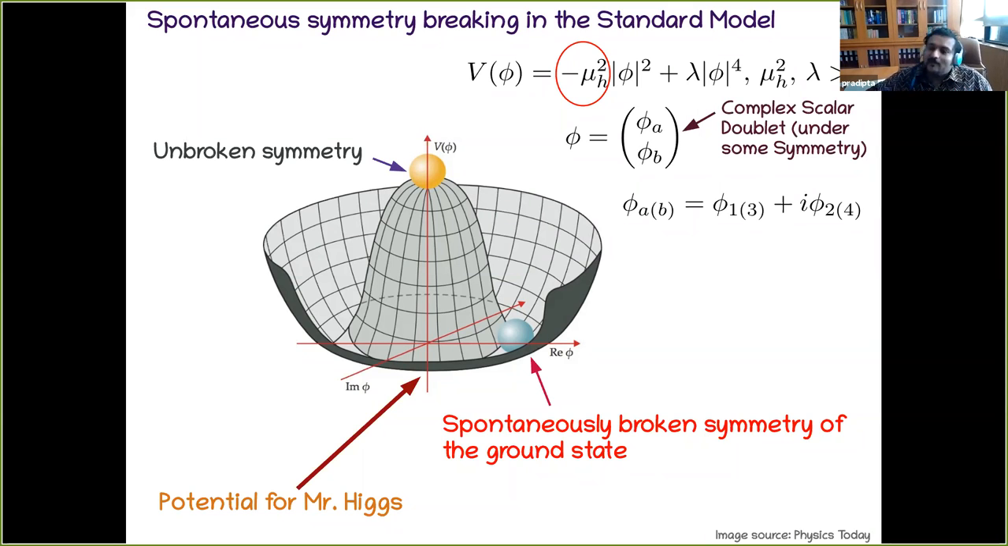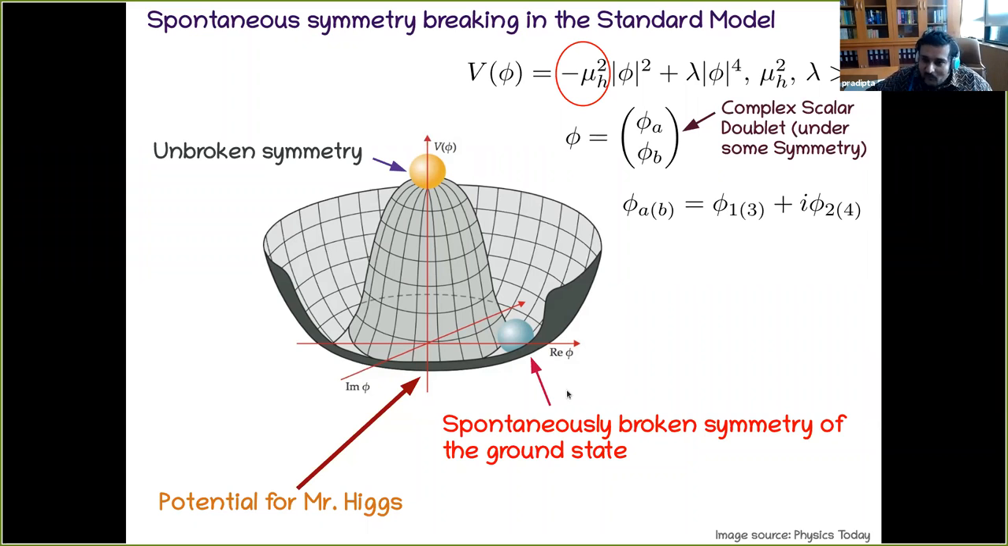You forget about all these details. Why is it a doublet? Because it has a structure like this. You can think about this as a 2×1 column matrix. And why complex? Because each of these entries can be expanded as a real part plus i times the imaginary part. So there are basically 4 real fields, but 2 complex scalar fields. Naturally, if I would like to make a plot of this, it is going to be much more complicated compared to the previous example. But the physics remains the same.